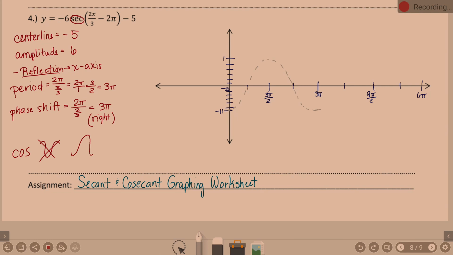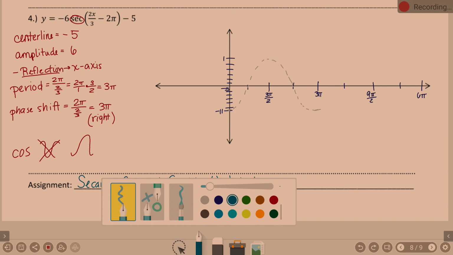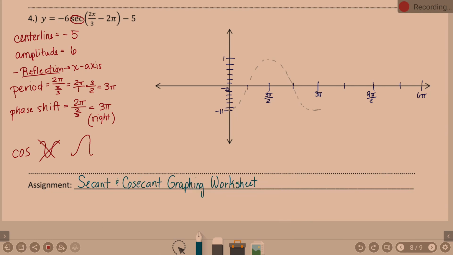But then what do we need to do? We're going to go over 3 pi. So what was starting at 0 is now starting at 3 pi. What was ending at 3 pi is now ending at 6 pi. Basically, we are continuing, yes? So we're low at 3 pi, cross, high at 9 pi over 2, cross, and we're low at 6 pi.